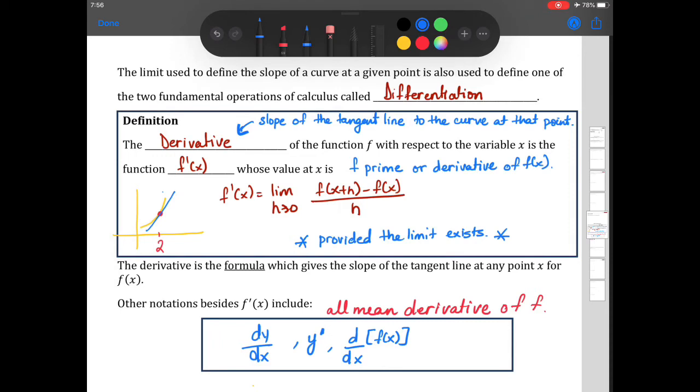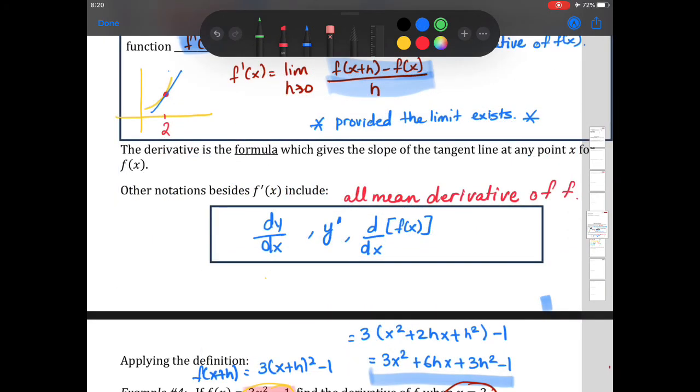So the derivative, which I told you is the slope of the tangent line to the curve at that point, is represented by this. That's the notation, and we read it as f prime or derivative of f of x, right? And what's the definition of it? The definition is f prime of x is the limit as h approaches 0 of your difference quotient that we have been studying since the last lesson, given the limit exists. Other notations besides f prime of x are included here, so these are different. Copy them into your notes.